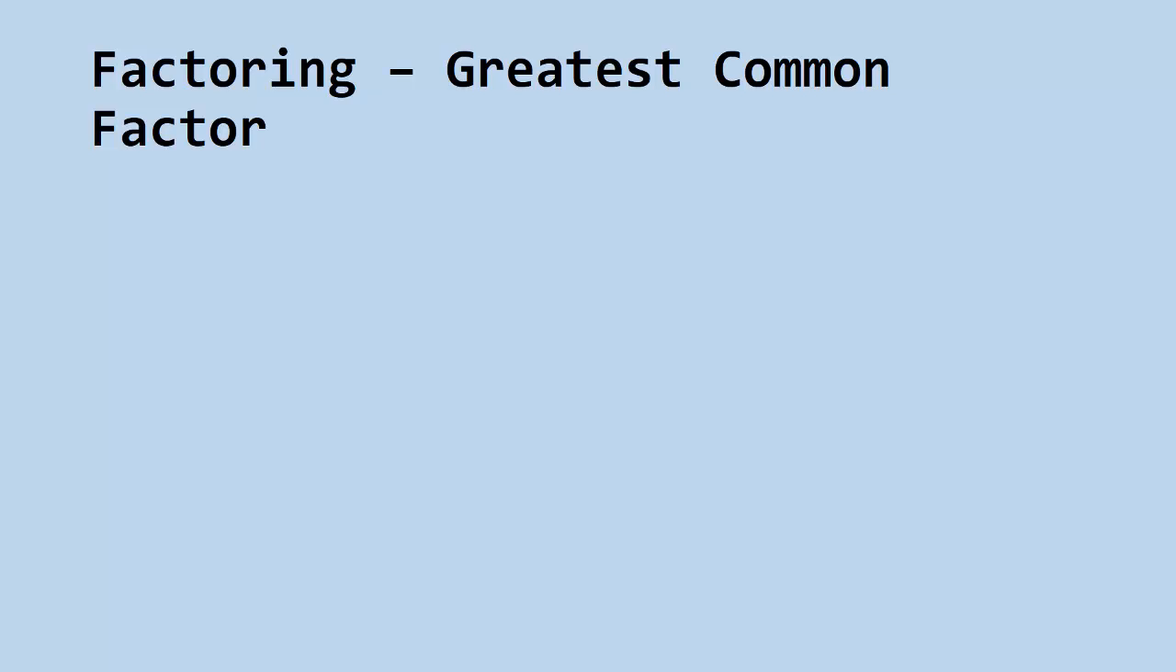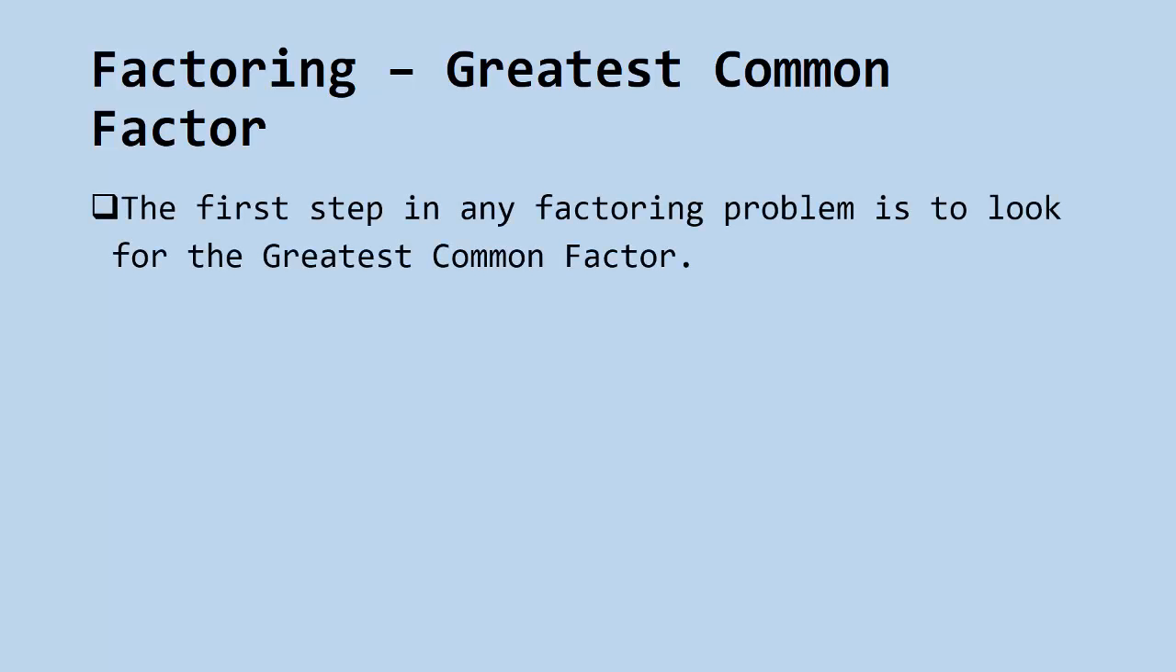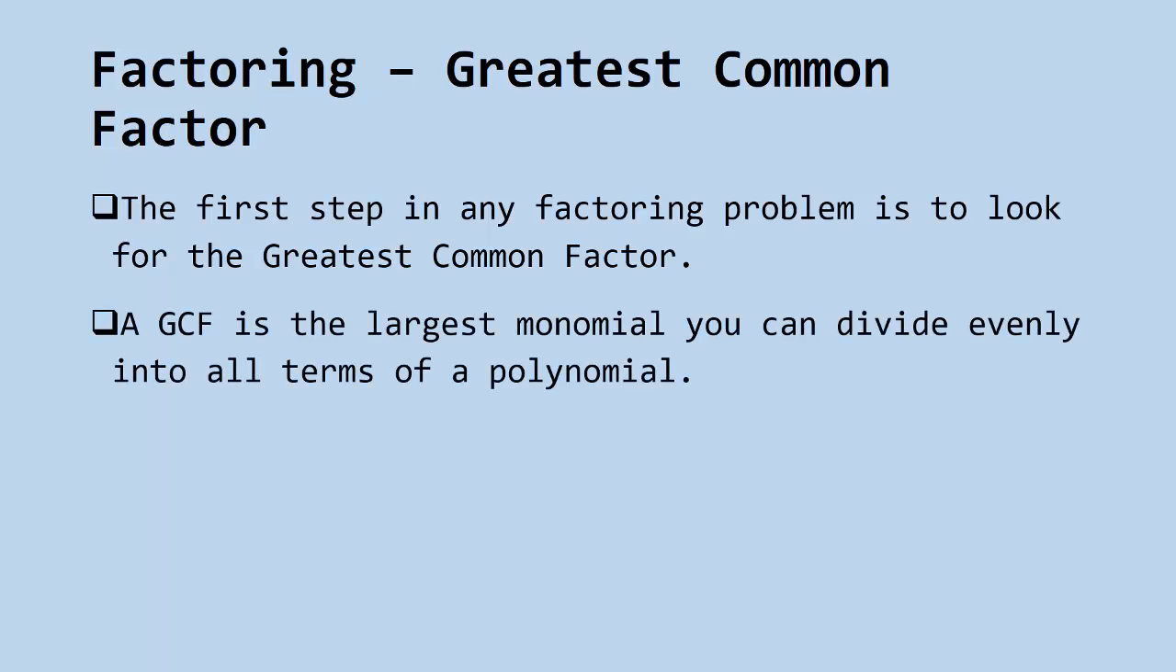In this video, we're going to talk about factoring, and we're going to start first with what's called the greatest common factor. The first step in any factoring problem is to look for the greatest common factor, known as the GCF. A GCF is the largest monomial you can divide evenly into all terms of a polynomial.